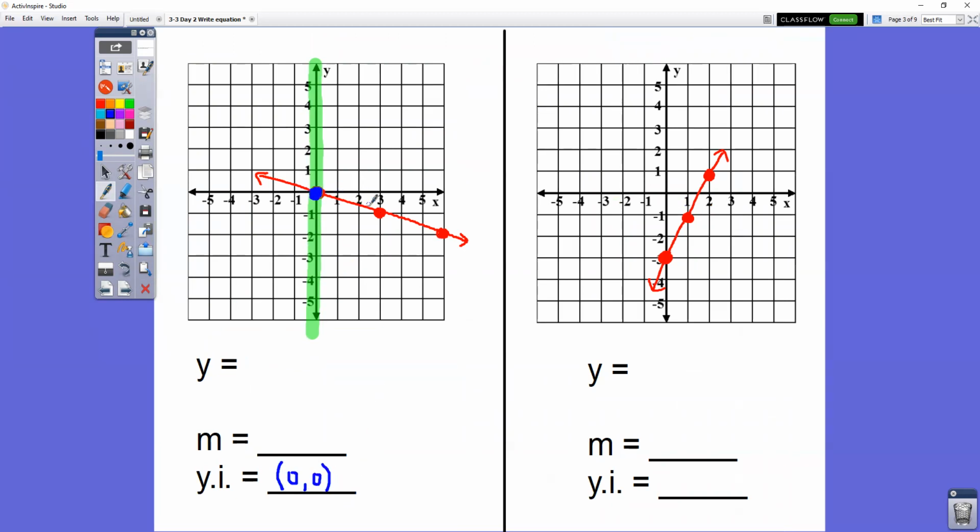Now, how do you get from point to point to point? Going from the left to the right, just like you read a sentence. Now, on this one, be careful. We're going down 1 over 3. Since we're going down 1 over 3, our slope would be negative 1/3.